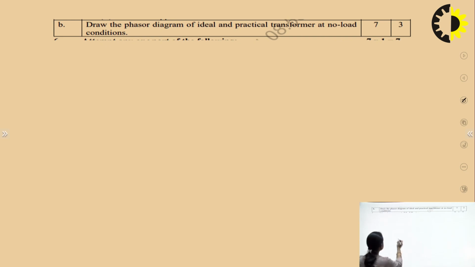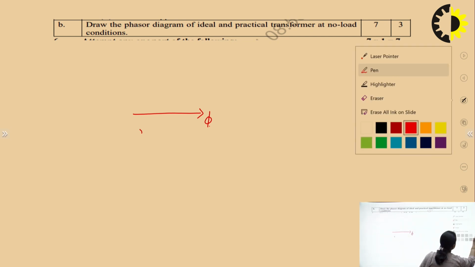So phi is common for the whole circuit. So we will take phi as a reference line, and with this phi we know the relation of the induced EMFs, that is E1 and E2. When we derived the EMF equation of a transformer, we saw that E1 and E2 lag flux by 90 degrees, right? Lagging means you will draw downward, by 90 degrees.